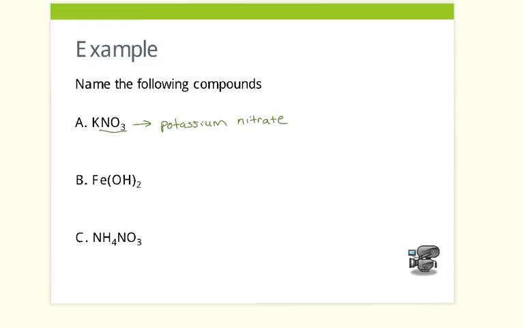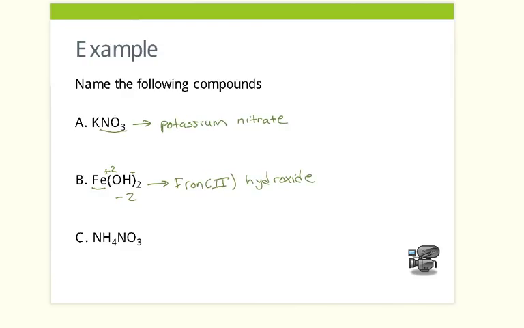Okay? Now B is an ionic compound. It's got a metal and a non-metal, right? But it's got iron in it. And iron can form more than one type of cation. So let's figure out its charge. Well, the hydroxide ion has got a -1 charge. So our total 2 times -1 is -2, which means this must be +2. So it becomes iron(II) hydroxide.